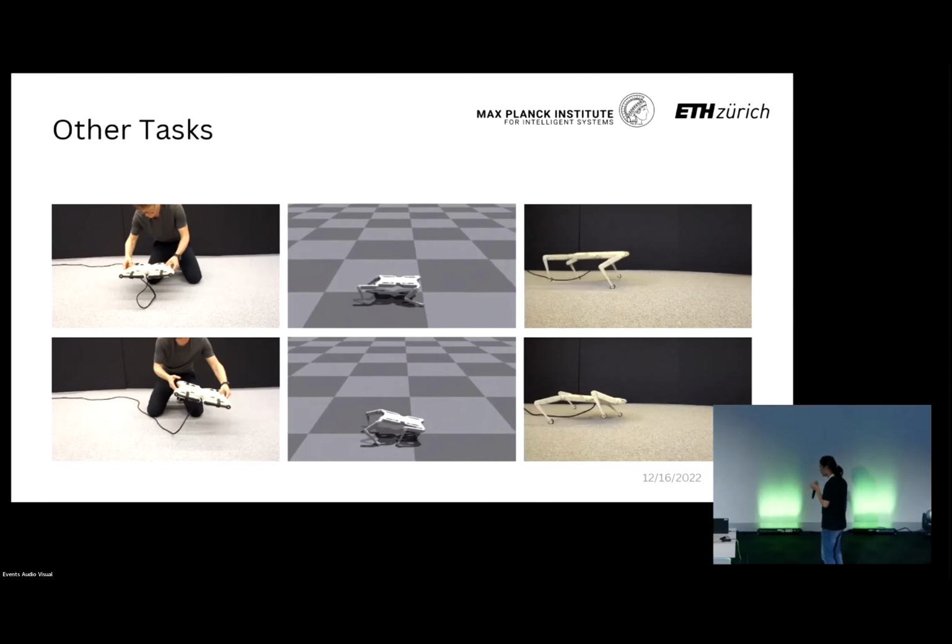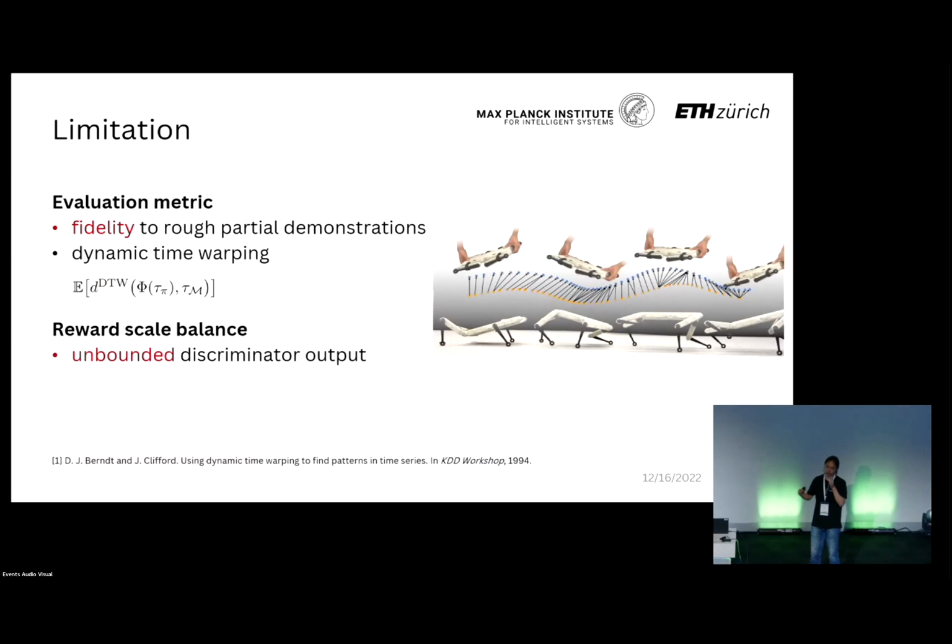Okay, limitations. I would say the largest limitation is because now even our reference motions are poor. We don't have a very good evaluation metric to pick the best policy. So you don't have anything to rely on now, really. So the best we can do is still to check the fidelity to the raw partial handheld demonstrations.